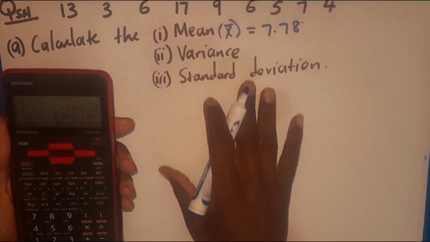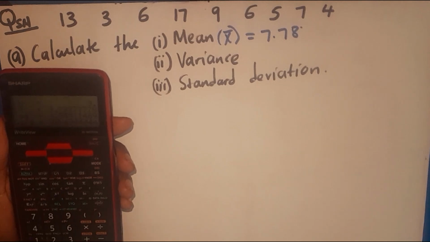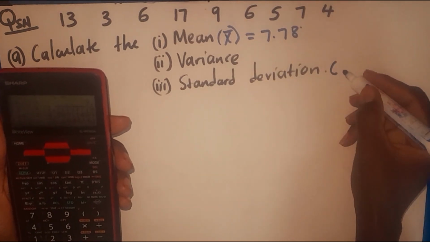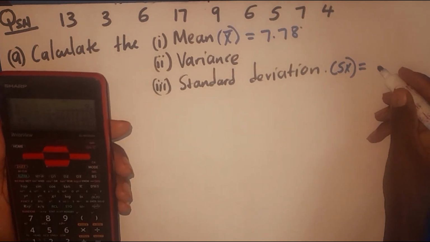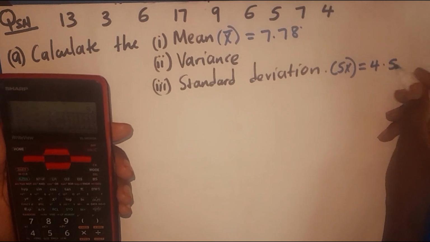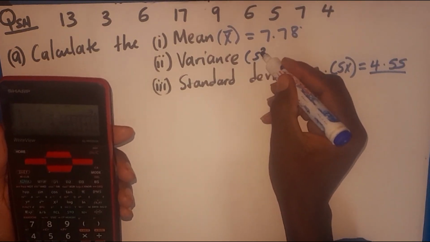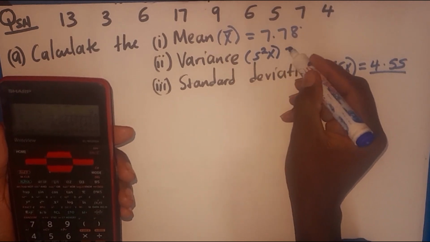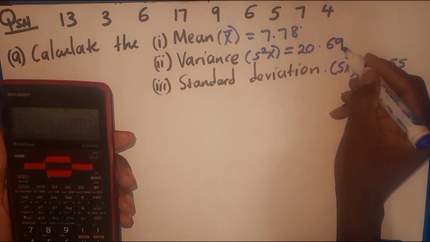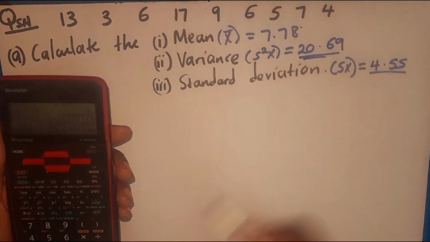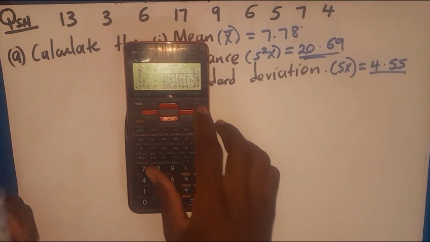The value shown here as SX is the sample standard deviation. Sample standard deviation is shown as SX on the calculator, so our sample standard deviation here is equal to 4.55 if you round it off. And then the sample variance is shown with S squared X here, which is equal to 20.69. So this is the variance. This is how we calculate the measures of central tendency of ungrouped data using this WriteView calculator.